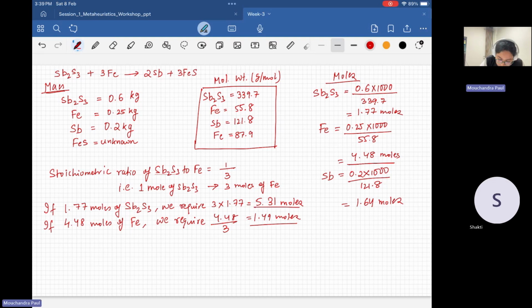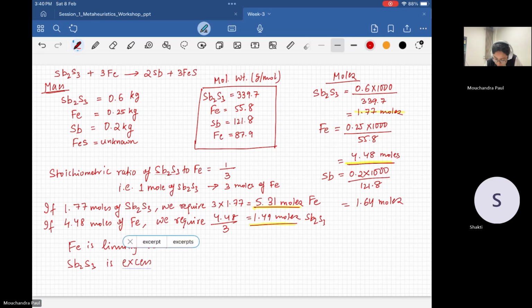These two values and these two values, what do these show? It shows that Fe is the limiting reactant, because we need 5.31 moles, but we are only given 4.48 moles. Okay, so Fe is the limiting reactant, whereas Sb2S3 is the excess, because we have 1.77 moles, but we only needed 1.49 moles. So Fe is limiting, and Sb2S3 is the excess.